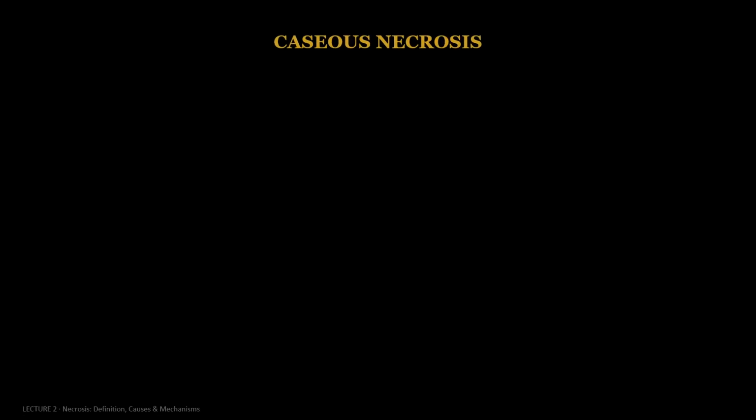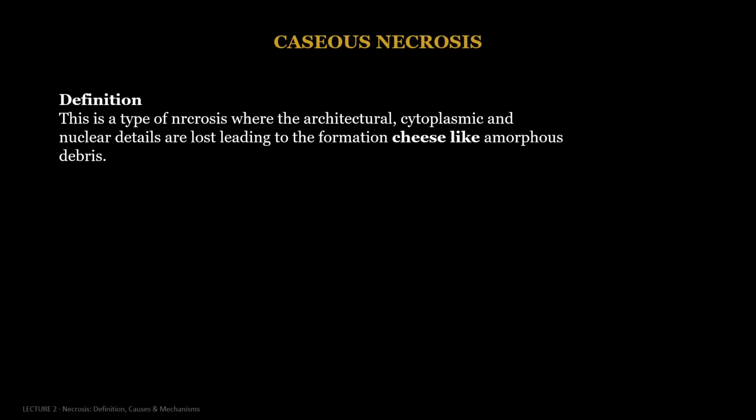We now go to the third one, caseous necrosis. What is caseous necrosis? Caseous necrosis is a type of necrosis where the architectural, cytoplasmic, and nuclear details are lost. Here also, all three fundamental descriptions are lost. That is the architecture, the cytoplasmic, and the nuclear detail. But there is something that is formed. And what is that thing that is formed? Caseous necrosis leads to the formation of a cheese-like amorphous debris.